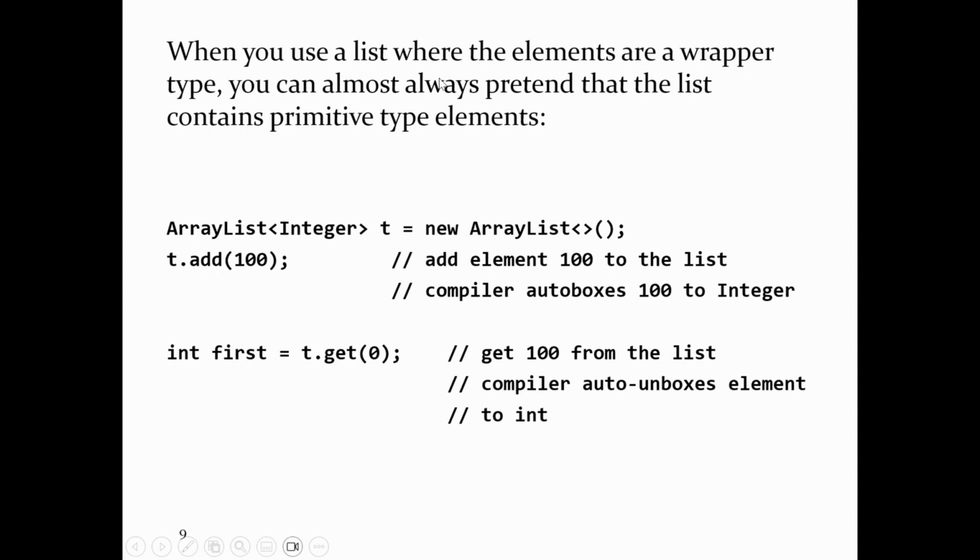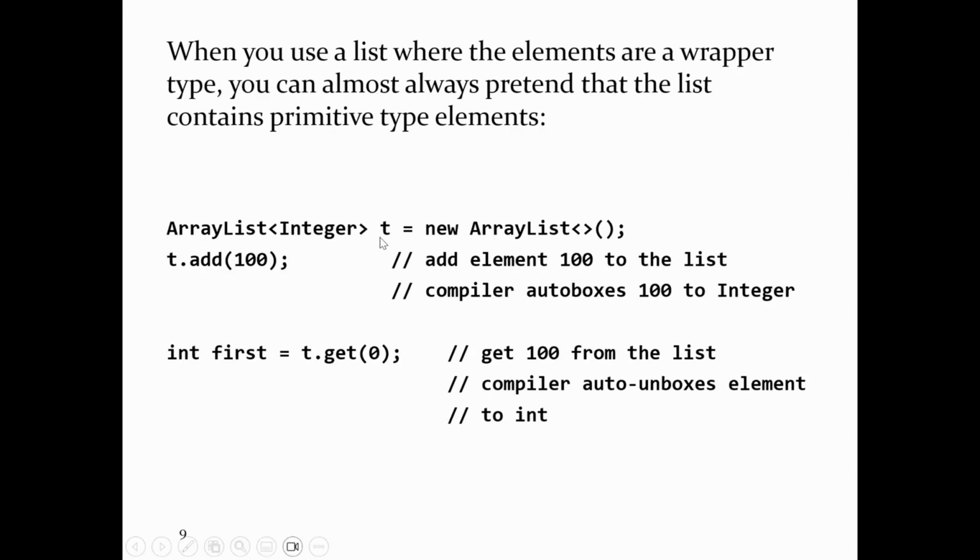Now when you use the list, even though it's an ArrayList of capital-I Integer, you can almost always pretend that it's an ArrayList of int, because of this auto unboxing and boxing. The key word here is almost. There is a situation where this is going to get you into trouble.